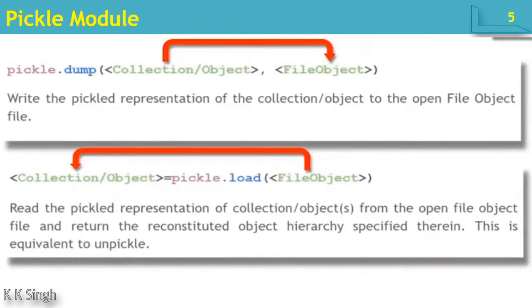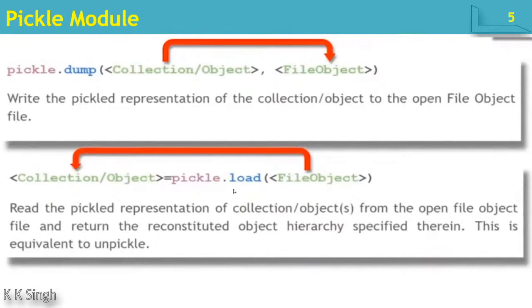Read the pickled representation of collection or the objects from the open file object file. Return the reconstituted object hierarchy specified therein. This is equivalent to unpickle. Hope the syntax is clear of pickling and unpickling the values of the file. So this is for dumping the values, pickle.dump, and this is for loading the content of the binary file which are stored in some data file.